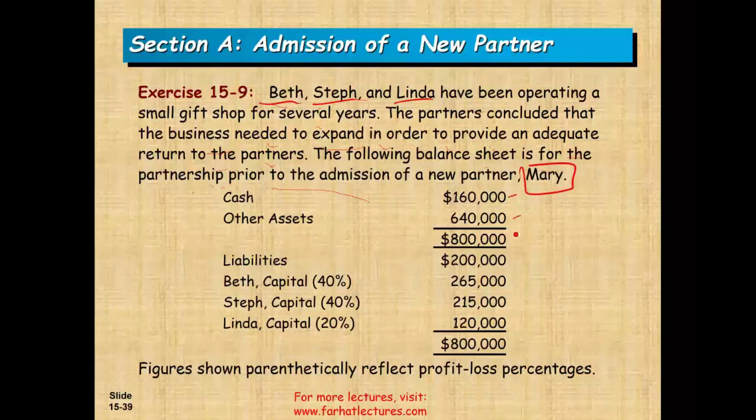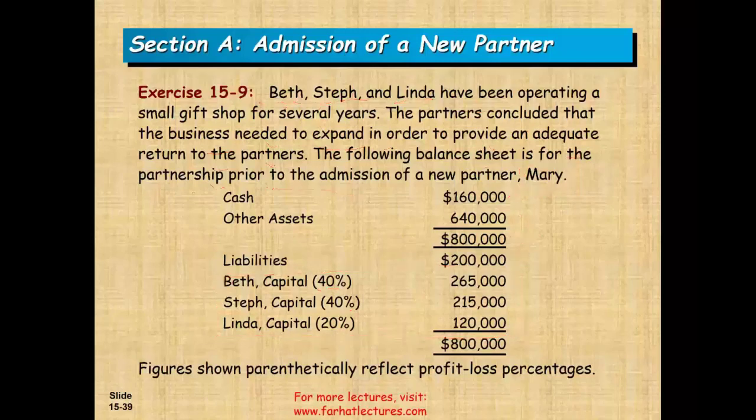Cash $160, other assets $640, total assets of $800,000. They have liabilities of $200,000. And this is their capital balance. Beth right now owns 40%, Steph owns 40%, and Linda owns 20%. Okay, but they want to admit Mary into the partnership. So we're going to work a few examples to show you how Mary is admitted and how we account for that transaction.